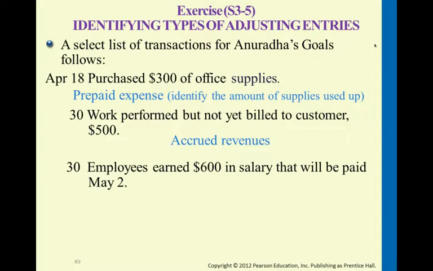Okay, the last one here, employees earn $600 in salary that will be paid later, May 2nd. So when it reaches April 30th, we want to record this $600 under salary expense and salary payable, an accrued expense. It's a type of liability now. Later on, actual cash payment when it reaches May 2nd.